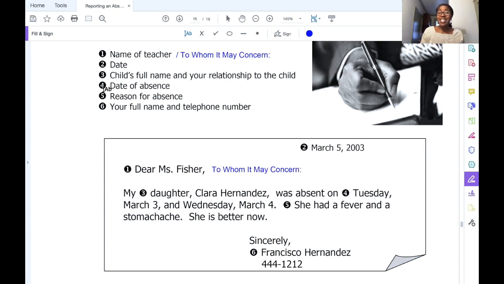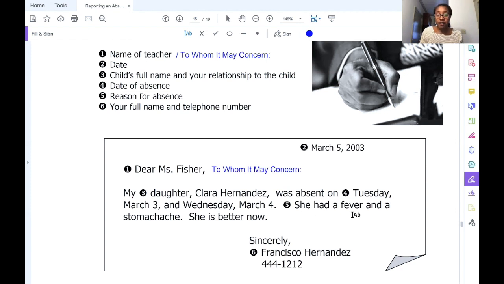Number 4 is the date of absence. So number 2 is the date you are writing the note. Number 4 is the date of the absence. What days did Clara Hernandez not attend school? Tuesday, March 3rd and Wednesday, March 4th. Date of absence. Number 5, reason for absence.